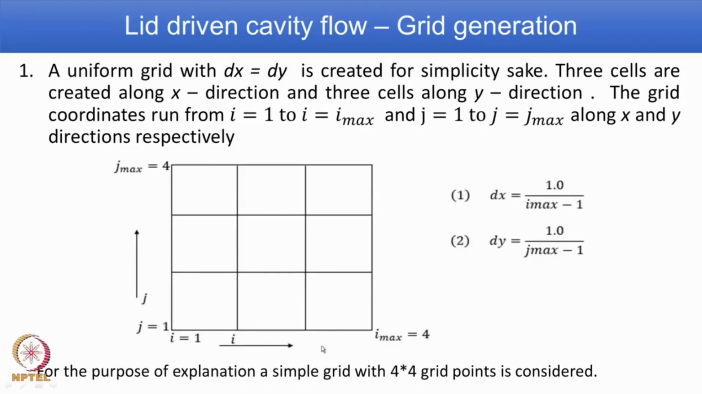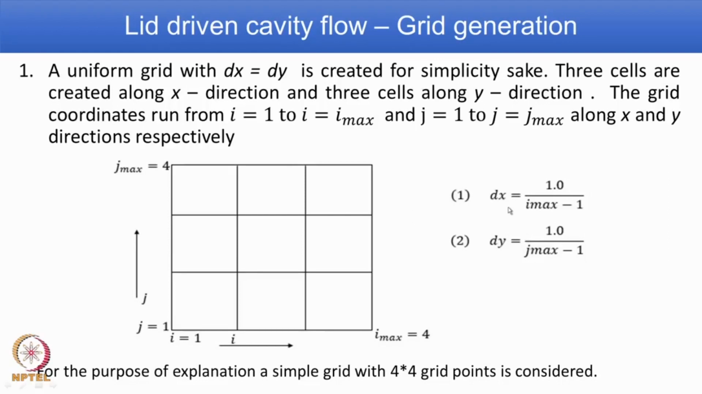So, i is in the x direction, j is in the y direction. We define 4 grids in the i direction: 1, 2, 3, 4. Similarly, 4 grids in the y direction: 1, 2, 3, 4. So, 4 by 4 results in 3 cells in the respective directions. So, we have totally 9 cells. We are going to follow the finite difference method of discretizing the equation, and we also mention that a staggered grid is used to store variables.